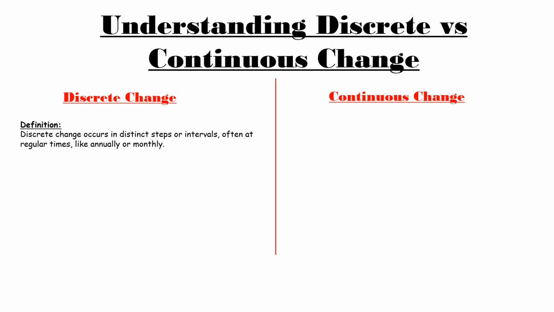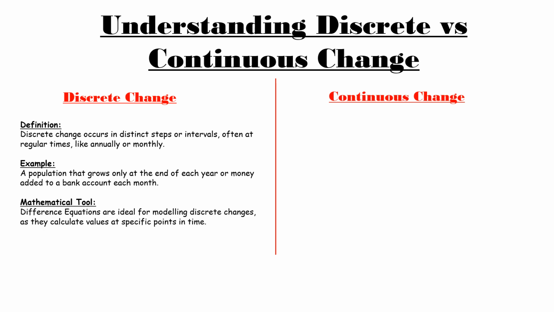It was quite discrete. So another example would be a population that grows only at the end of each year, or money added to a bank account each month. So for us, when we have a discrete change, we're using difference equations. So they're perfect for modeling anything that is discrete.